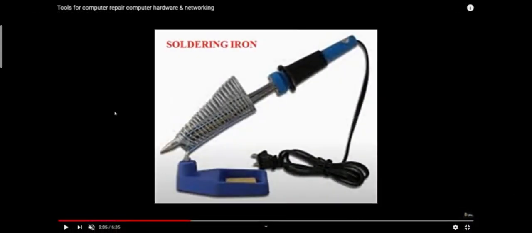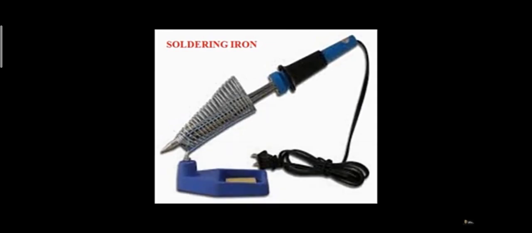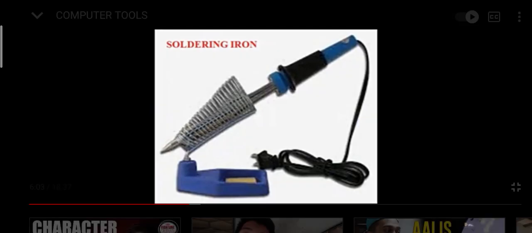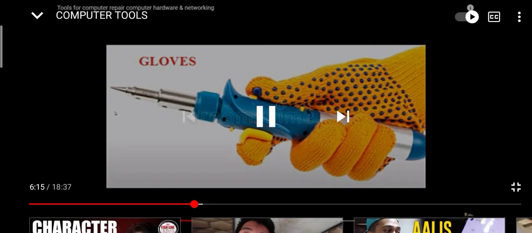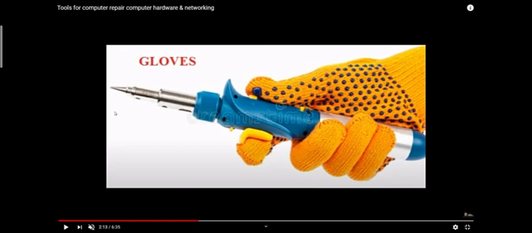Soldering iron. A soldering iron is a hand tool used to heat solder, usually from an electrical supply, to a high temperature above the melting point of the metal alloy. Gloves. Gloves protect and comfort hands against cold and heat, damage by friction, abrasion, or chemicals and disease.